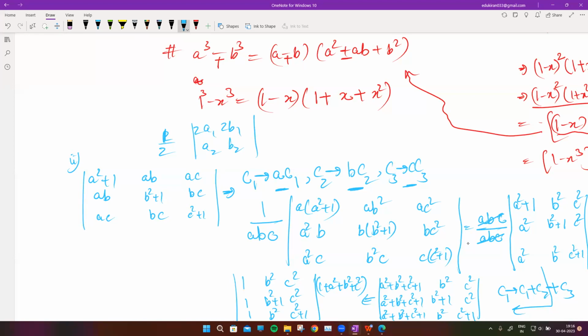Now, as soon as I got this first column 1, 1, 1, I can apply these two rules. First, I'm changing row 2 to row 2 minus row 1, and then I'm changing row 3 to row 3 minus row 1. That will simply make them 0. So this would be 1, b square, c square. This would be 0. This would be 1. This would be 0 again. This would be 0. This would be 0. And this would be 1. Into 1 plus a square plus b square plus c square would be there.